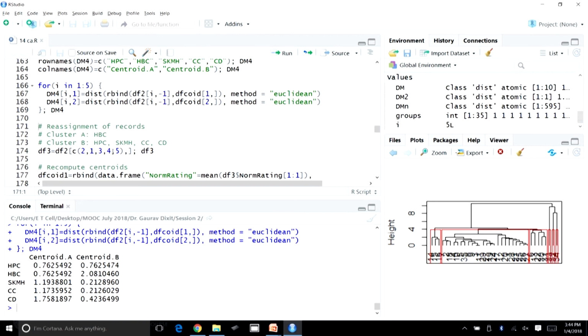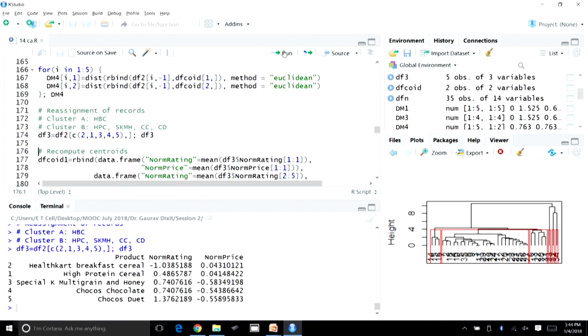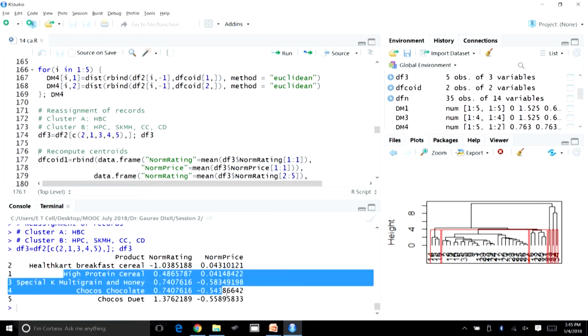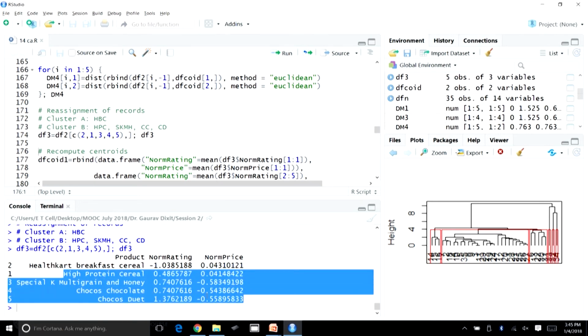Now let us reconfigure our data set for these 5 observations. Here in this data frame we can see we had done some reordering of observations. The only observation belonging to cluster A, that is HBC, comes first, and the remaining 4 observations belong to cluster B. So just one observation belonging to cluster A and the remaining 4 observations belonging to cluster B.